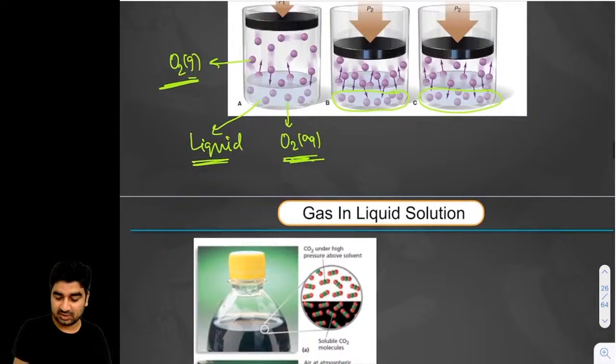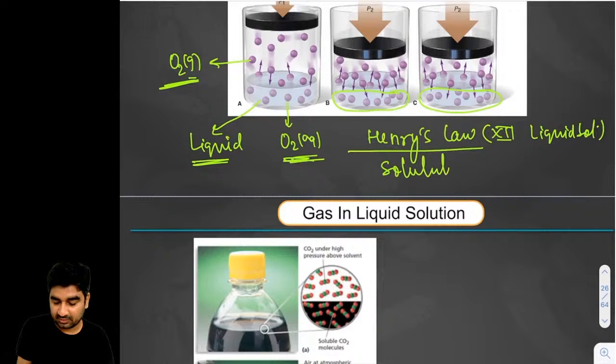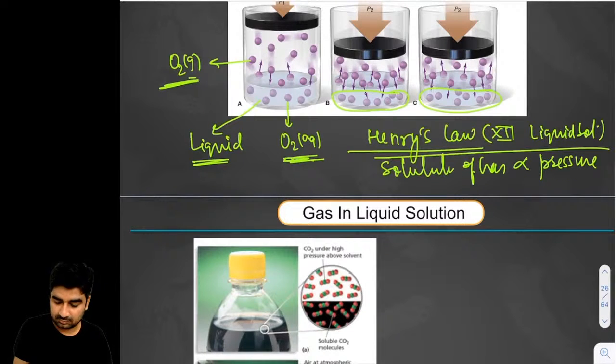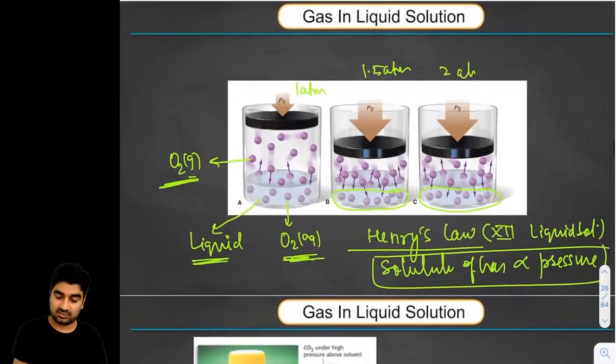Yes, I will teach you Henry's law. Henry's law in 12th I will take in liquid solutions. Henry's law says that the solubility of gas is directly proportional to pressure. If you are going to increase the pressure, then the solubility of gas will increase.